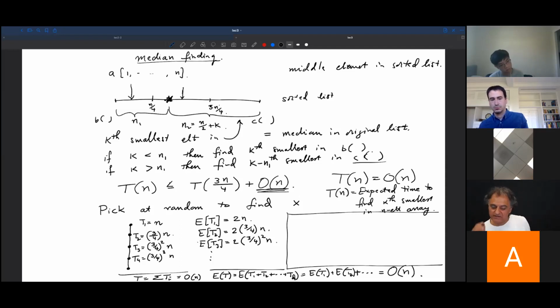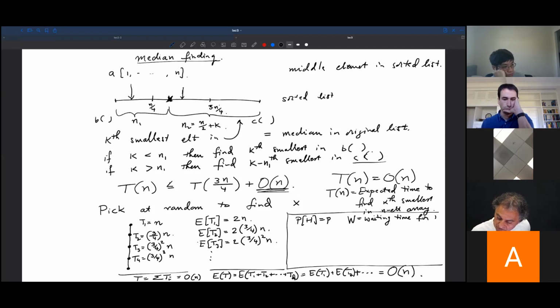Okay, so here's the general fact. Suppose the probability of heads is p. Suppose w is the waiting time for a heads. So you flip the coin over and over again, and you count how long it takes for you to get the first heads. Now, if you're lucky, w is going to be 1. If you're unlucky, it might be very large. But what's the expected number of steps? So here's how you compute it. The expected value of w is what?